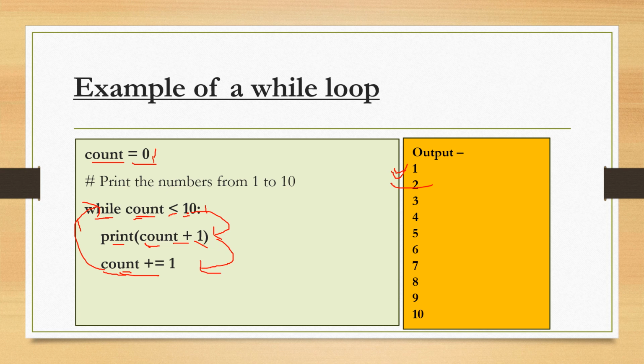So now the count value will be 2. Likewise it will run until the value of count is 10. When the value of count is 10, it will check whether 10 is less than 10, and no, it is false, so now it will not execute it. So this is the example of a while loop, and it will print values from 1 to 10. This is a very simple program we have taken here.